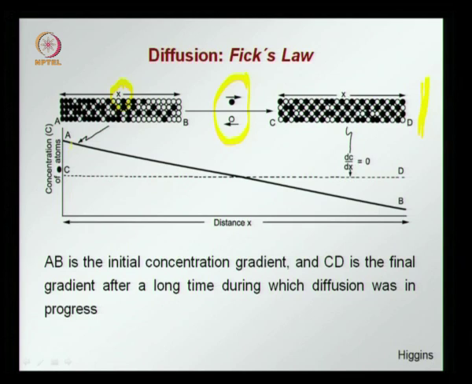So, the concentration changes from AB of the black atom to something like this CD, where the concentration is the same everywhere over the distance x, or the gradient now drives the diffusion until the gradient becomes 0. AB is the initial concentration gradient, CD is the final gradient after a long time. So, you see the flat dashed line.